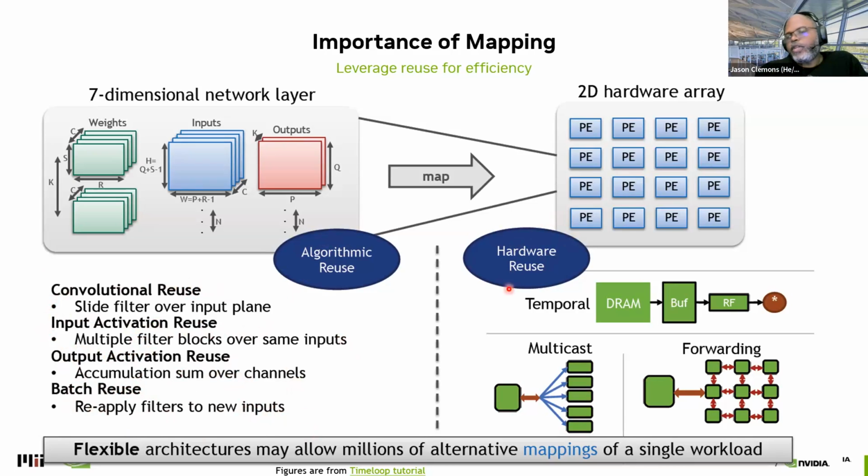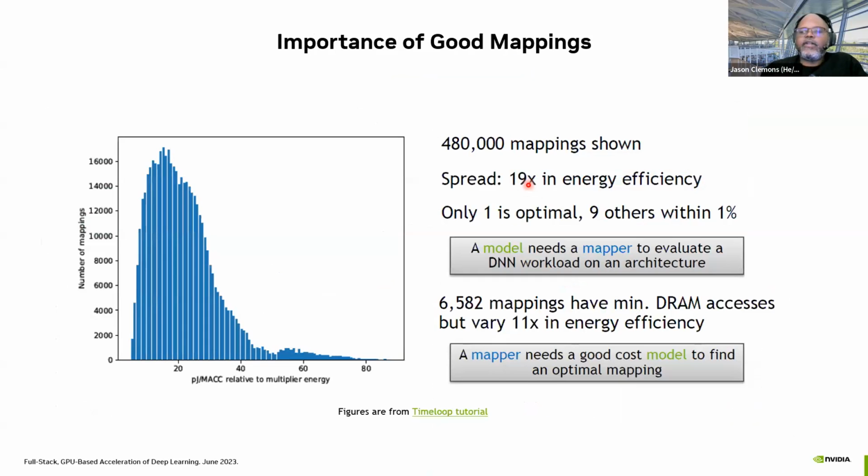Your hardware has to be able to efficiently communicate, and you want to be able to map it to these PEs. And it turns out this is actually a pretty complex problem to figure out, but it's a very important problem. Given a layer and hardware, there can be a ton of mappings, millions of mappings for a single workload, and just a ton of mappings even for a single layer.